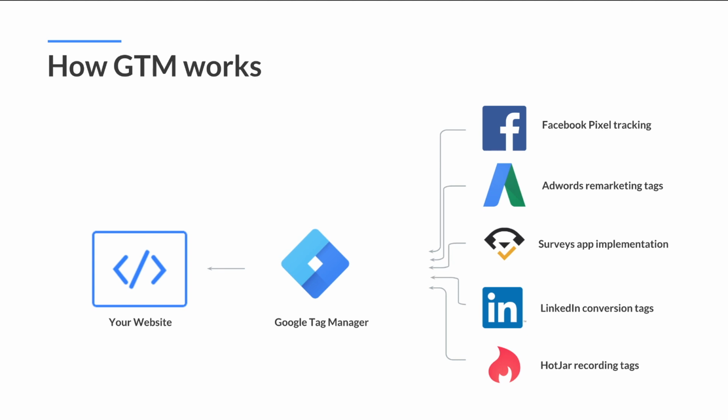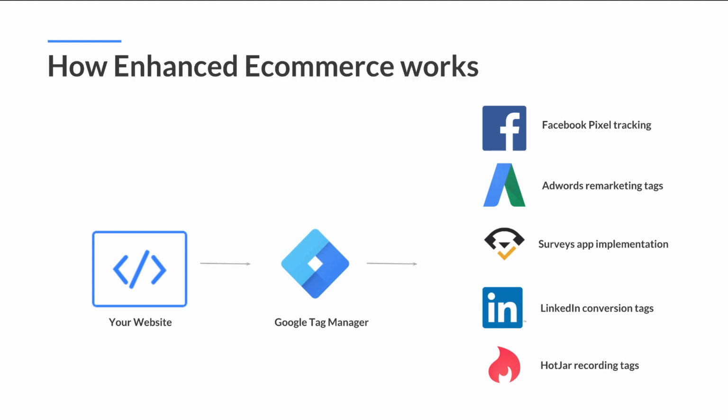So the website sends data sort of to Tag Manager. And then Tag Manager is able to send this data to different systems. So in fact, this is quite the opposite. So the data comes from the website to Google Tag Manager and then to different tracking systems. So this is what we're going to implement right now.